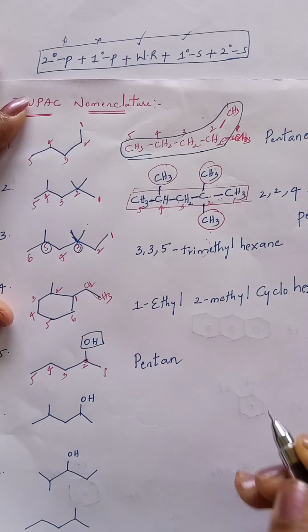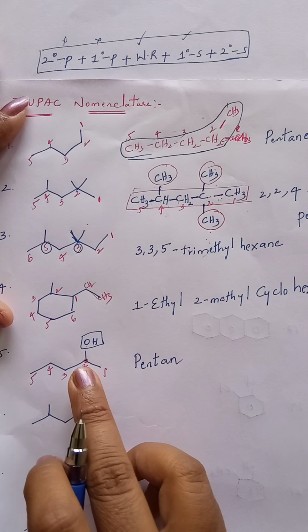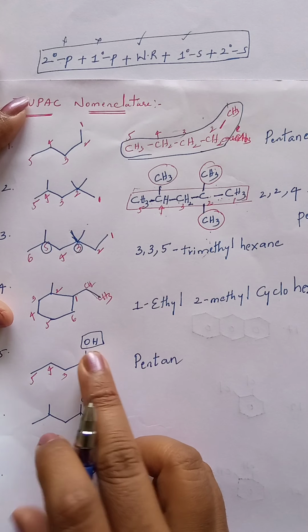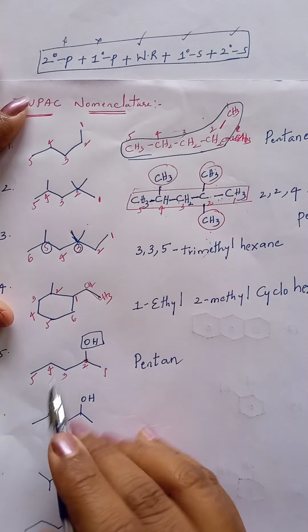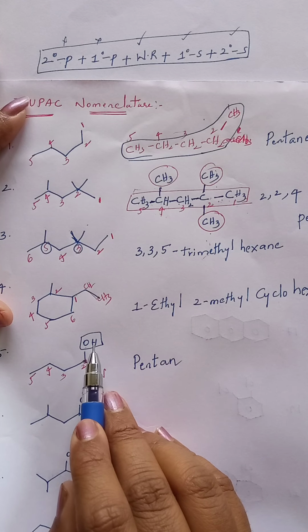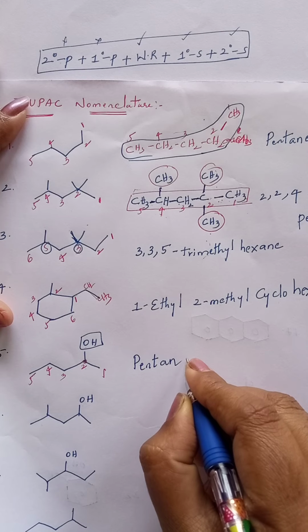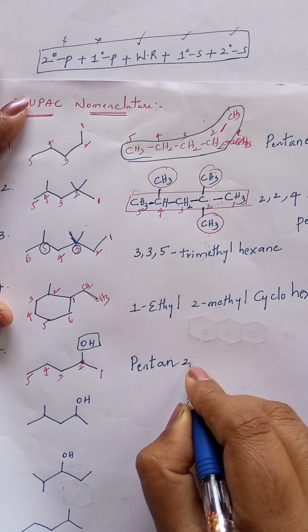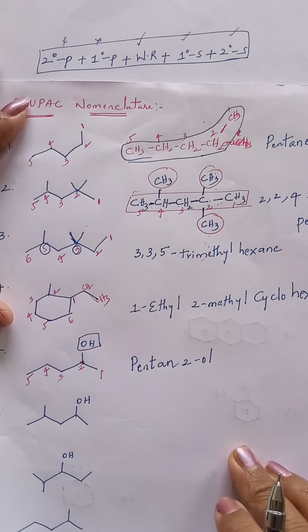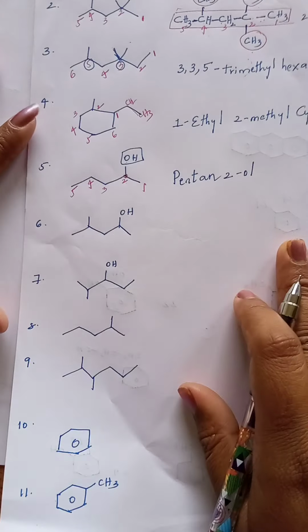Suffix is a. E we should not write because there is a secondary suffix. What does secondary suffix indicate? Functional group. What is this functional group? Alcohol. For this the suffix is OL. Just add OL. Where is it located? On the second carbon. 2-ol. That's it. Okay, I'll write one more.